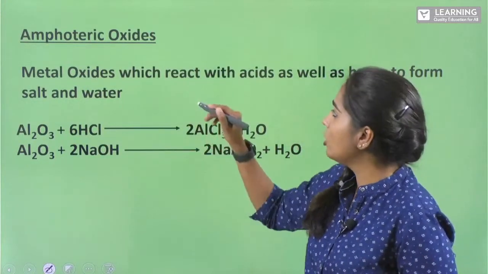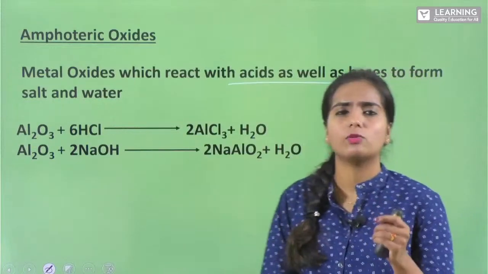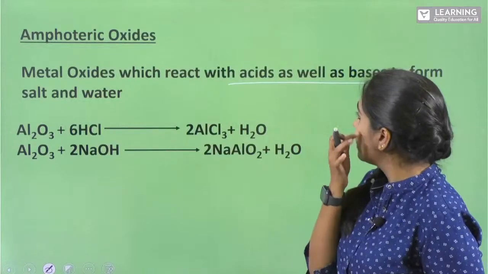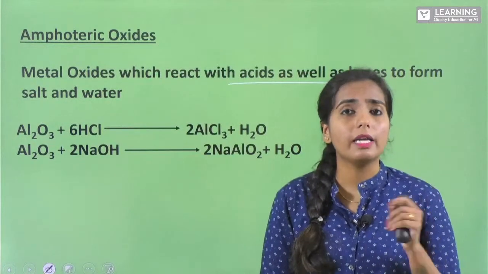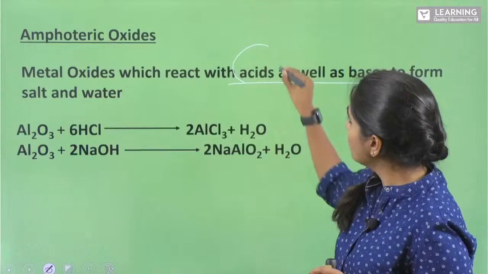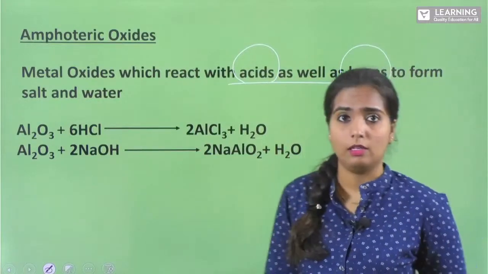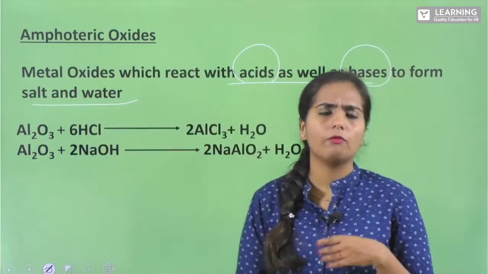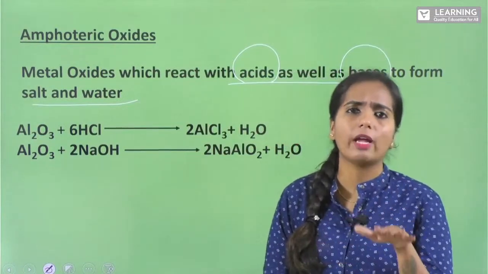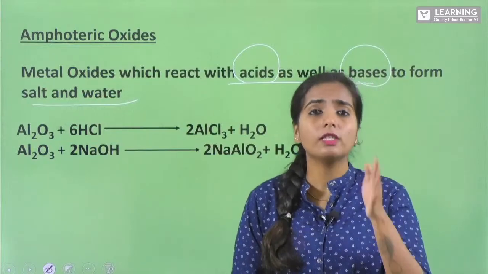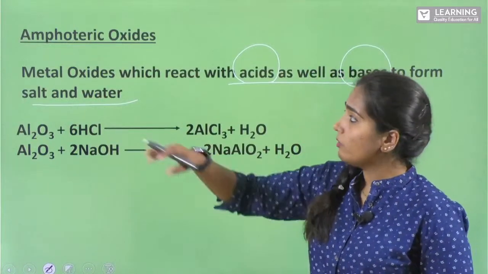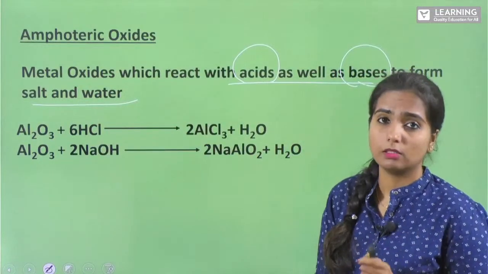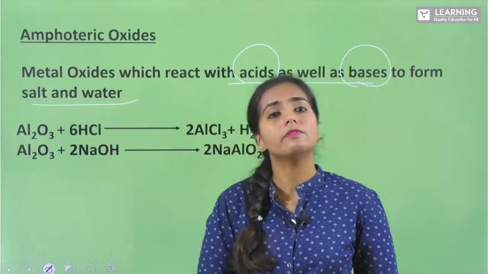You can see, a metal oxide which reacts with acids as well as bases is called an amphoteric oxide. So whatever metal oxide we are taking, it will be reacting with both acids as well as bases to form salt and water. So amphoteric oxide, or amphoteric in nature, means the first thing which should come to your mind is that the metal oxide will be reacting with both acids and bases to give what? To give salt and water.